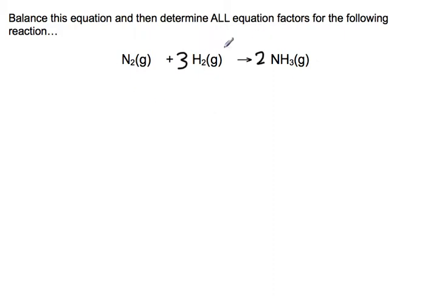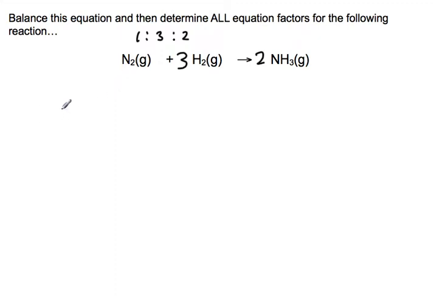So now, equation factors, because these are the ratios. Well, let's just look at this nitrogen to hydrogen ratio first. I can write that as a ratio as 1 to 3. I could also add a 2 for the ammonia. So there's all of my ratios, and I get equation factors from those ratios. So let's deal with nitrogen and hydrogen first.